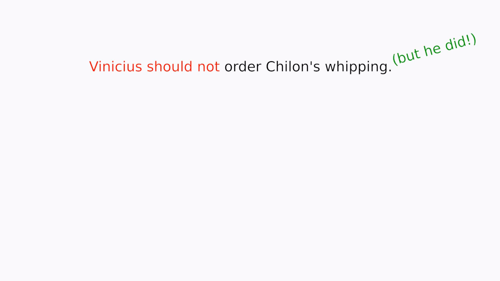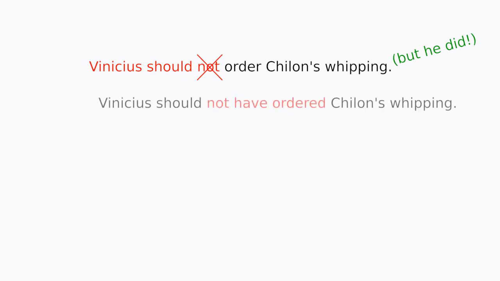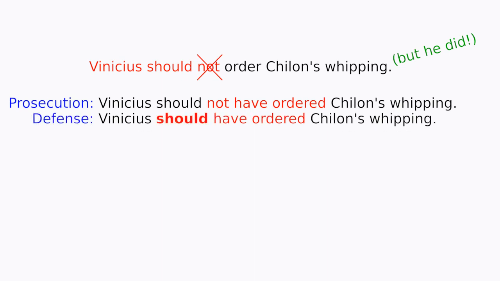So this case offers a flip of our first example. The converse might be simply stated, Vinicius should order Chilon's whipping. Casting the original proposal properly into the past tense, we have, Vinicius should not have ordered Chilon's whipping. This represents the prosecution. By contrast, the defense would state, Vinicius should have ordered Chilon's whipping. That is, a thesis defending what Vinicius actually did.